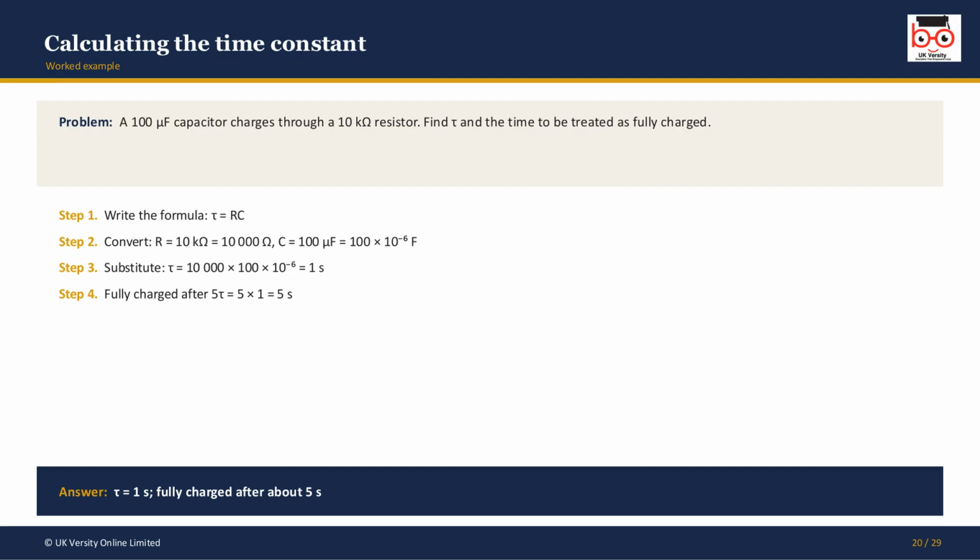Let's calculate one. A 100 microfarad capacitor charges through a 10 kilohm resistor. The time constant is R times C, so convert first. 10 kilohms is 10,000 ohms, and 100 microfarads is 100 times 10 to the minus 6 farads. Multiply them and tau comes to 1 second. Since we treat it as fully charged after 5 time constants, that's 5 times 1, so about 5 seconds.